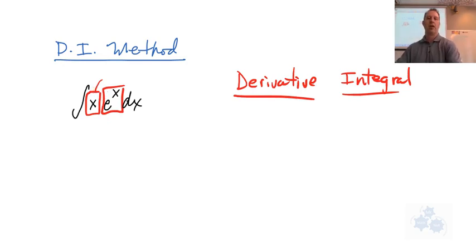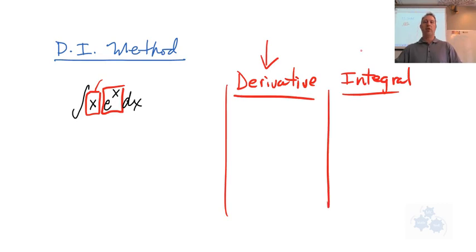Okay? So one of them is going to be a derivative, and one of them is going to be an integral. Or we're going to instead differentiate this column, and we're going to integrate this column. Okay? So when you're doing this, you want to pick one of these that's easy to integrate or easy to differentiate. All right? So which one would be easy to integrate out of these two? And you probably know which one, right? Because we did this last time.